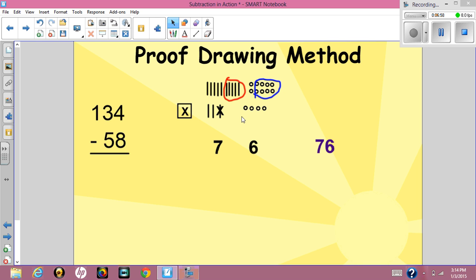Now we have enough to subtract. So we're going to take our 8 from our ones. We're going to take our 5 from our tens, and we will count what is left. We have 5 plus 2, that's 7 10 sticks, and we have 6 ones left, and that is 76. Can you see how simple the proof drawing works as we subtract from it?